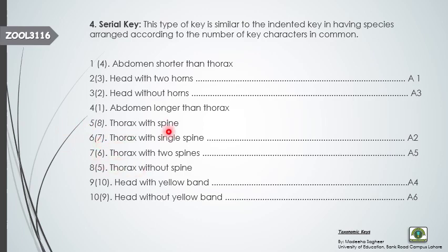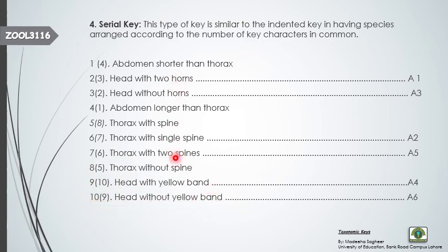And here, thorax with spine. Again, you have two choices. If your specimen has a spine, then either it would have a single spine on the thorax, or it would have two spines. If it has the single spine, then it belongs to the A2 species, and if it has two, then it belongs to the A5. Now here number 9, head with yellow band. What is at 10? Yes, at 10, head without yellow band.